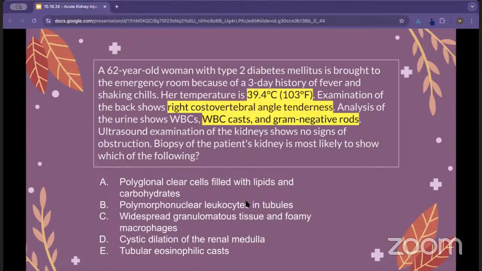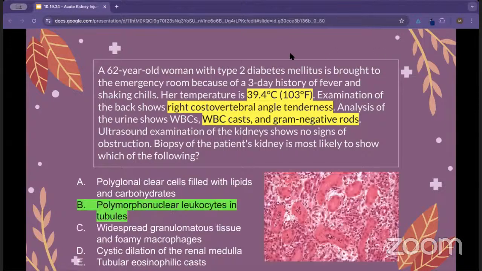I'll highlight the key information here: the fever, again, the right costovertebral angle tenderness, like we had in the last questions, and also WBC casts, and also gram-negative rods. So again, the findings of the pyuria and also the bacteriuria are consistent with acute pyelonephritis. I didn't teach you this per se, but try to make your best educated guess here. The answer here is letter B, polymorphonuclear leukocytes, or PMNs, in the tubules.